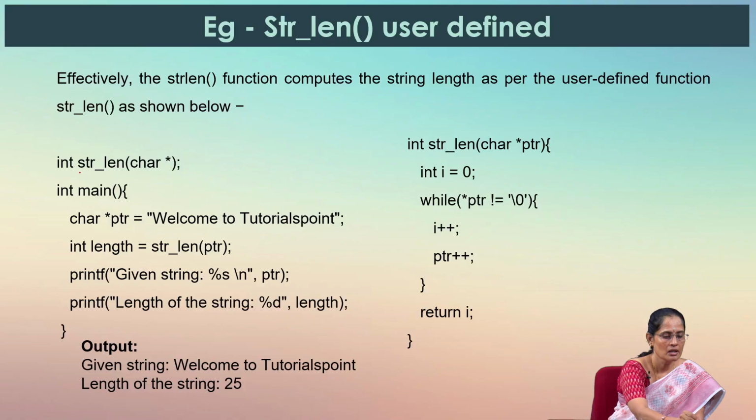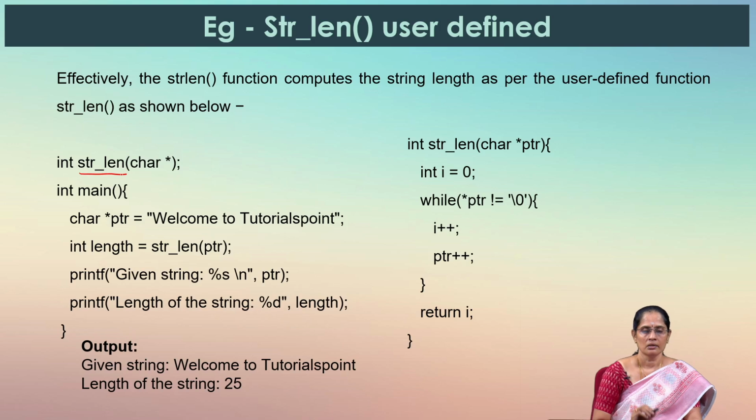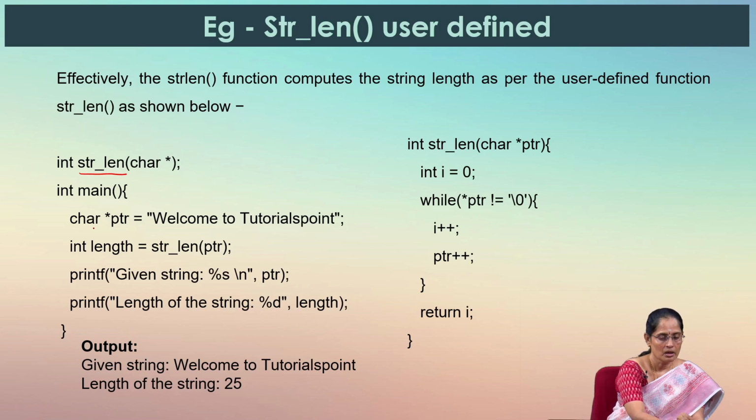The same function we can write as our own user defined function. I am renaming it as str_len. I am passing the character array. So, what happens? I am declaring a pointer type variable pointing to the string.